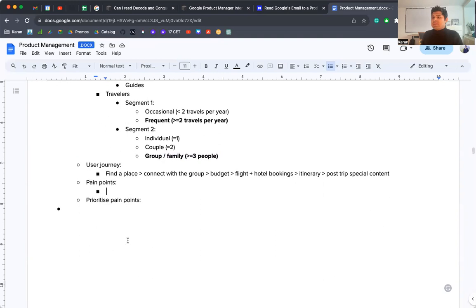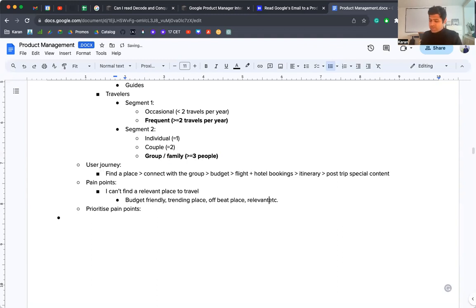Okay, so given this in mind, let's think about the pain points. The first pain point that I can think of is I can't find a relevant place to travel. It could be, let's say, a budget-friendly place, a trending place, or an offbeat place. It could be literally anything that suits or is relevant for my needs, etc. So that's problem number one.